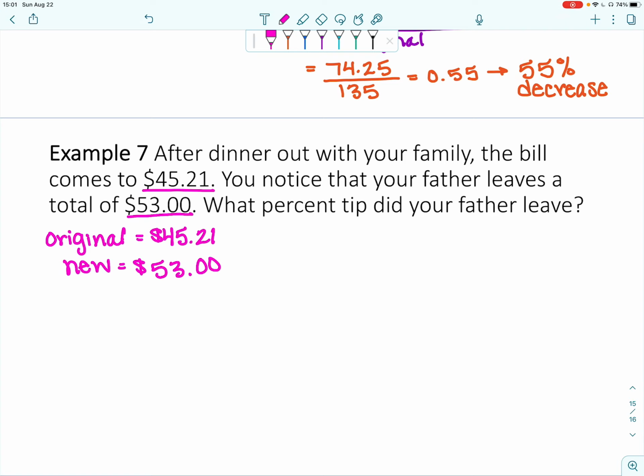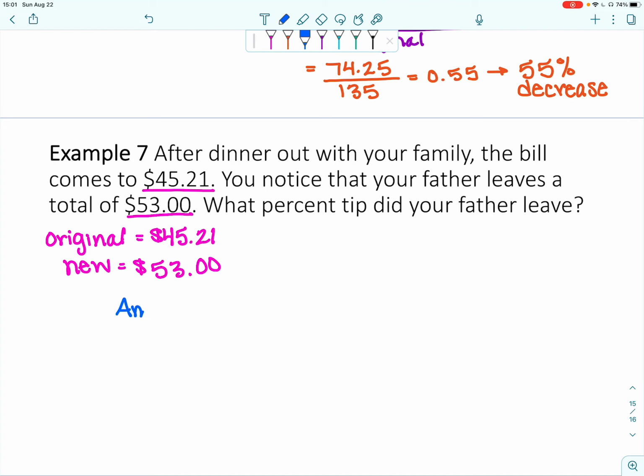So the original is going to be your pre-tip or your subtotal. Your new price is going to be after your tip, or if you're trying to figure out sales tax, it would be the price after tax. So new is always going to be after the tip or after the tax is added. The original is going to be before you leave the tip, before you add the tax, just depending on what type of scenario you're looking at.